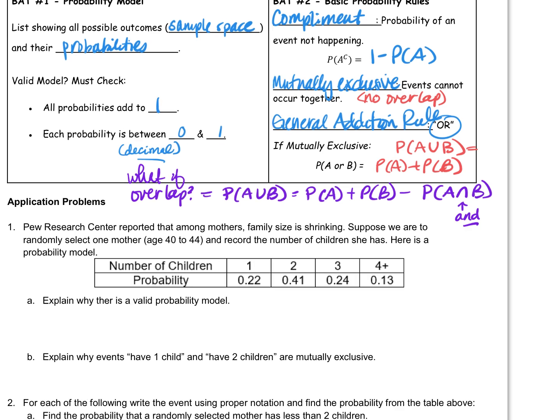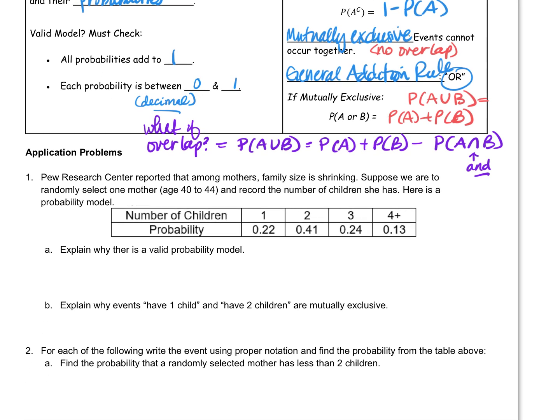All right, let's try one of these. Pew Research reported that among mothers, family size is shrinking. Suppose we are to randomly select one mother aged 40 to 44 and record the number of children that she has. Here's the probability model. So we've got to decide, is it valid? Two things that have to happen or check for. Do all the probabilities add up to 1?